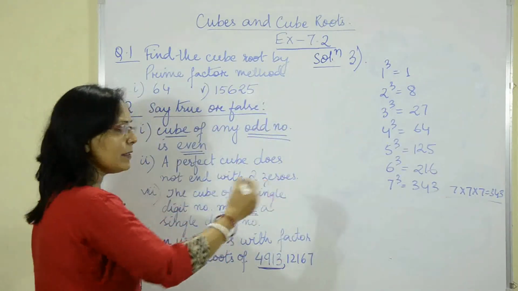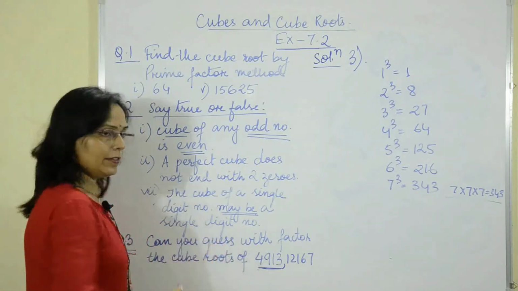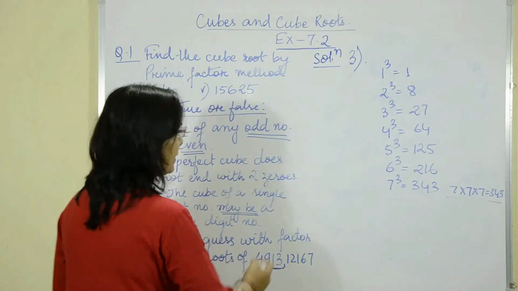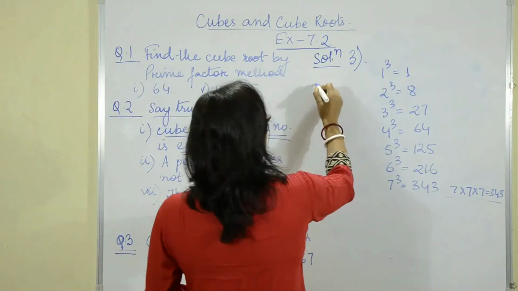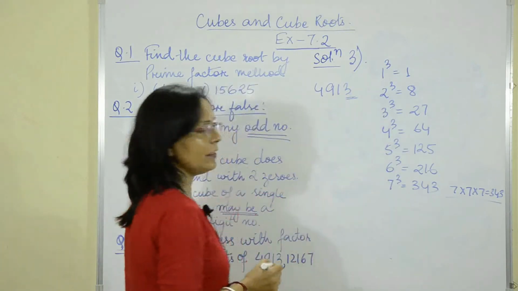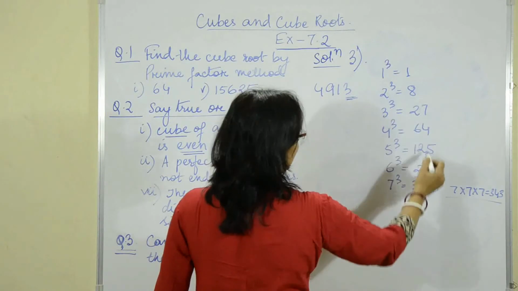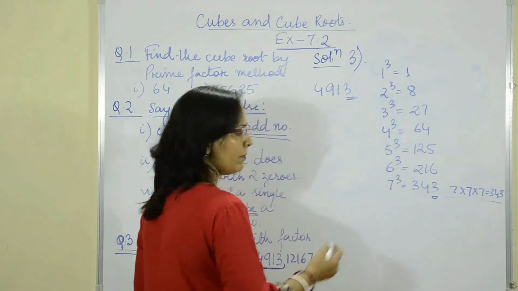Now, with this we will find out the cube root with the factor method. Directly we find out. So I am taking the first number as 4913. Now, here I have a 3. Now, when I see, I can see 3 in the unit place is here. 8 cube.